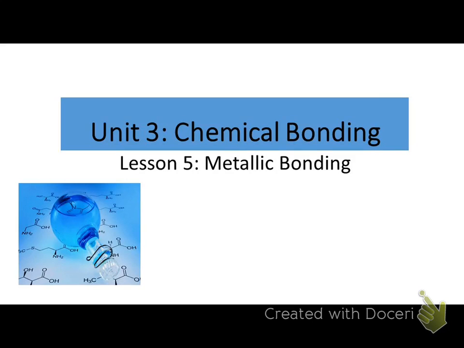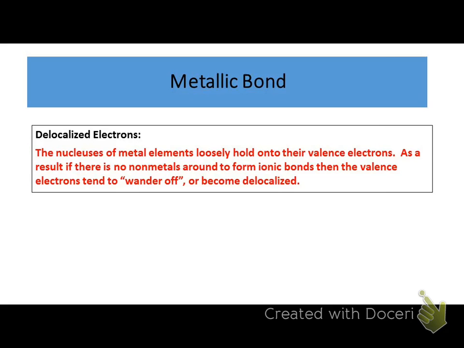All right, let's start with lesson 5, metallic bonding. Metallic bonding is the second type of bonding that occurs between atoms, and specifically, metallic bonds only occur between metal atoms. To begin our understanding of metallic bonds, we have to discuss delocalized electrons, or what this term means.